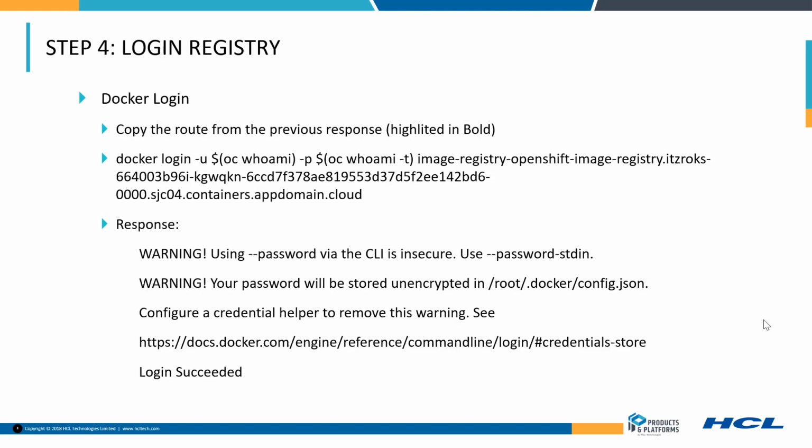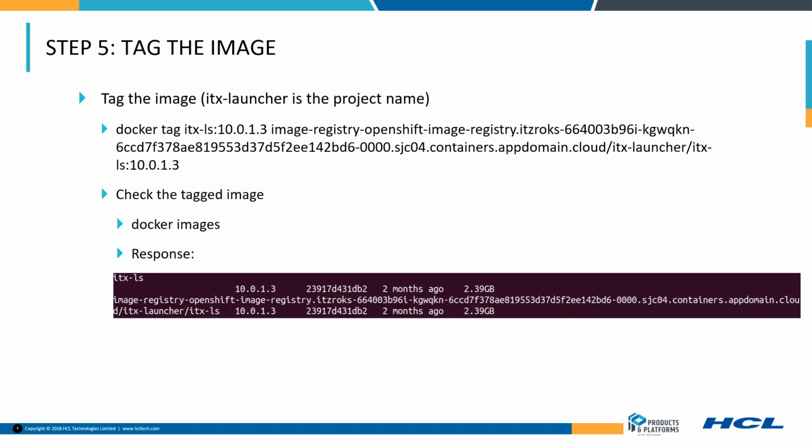Once you have the route, you can use the Docker login command to prepare for pushing the image into the registry. The login command requires the route shown in the previous slide. You can see a message that says login succeeded. Before we can push the image to the registry, we need to tag the image. Replace the route with yours to make sure that the image has been tagged. Check with the Docker images command.